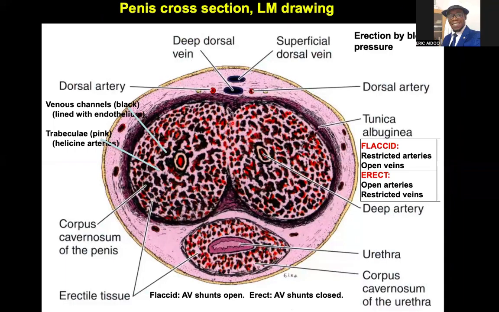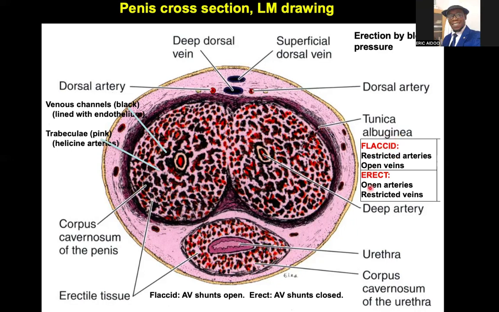And that is a cross-section of the penis. So you have the corpus spongiosum of the urethra, and then you have the corpora cavernosa. That is the superficial dorsal vein, deep vein. Then you also have the deep artery there. You have helicine arteries also there. And then the tunica albuginea is represented.